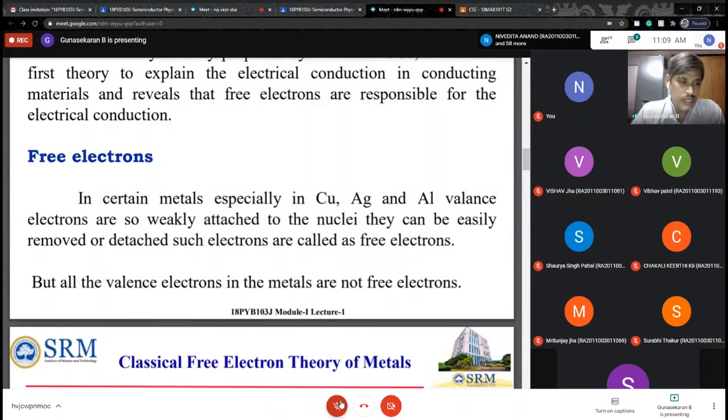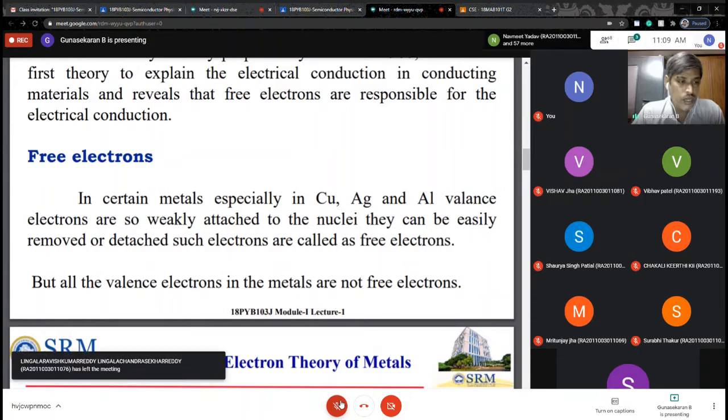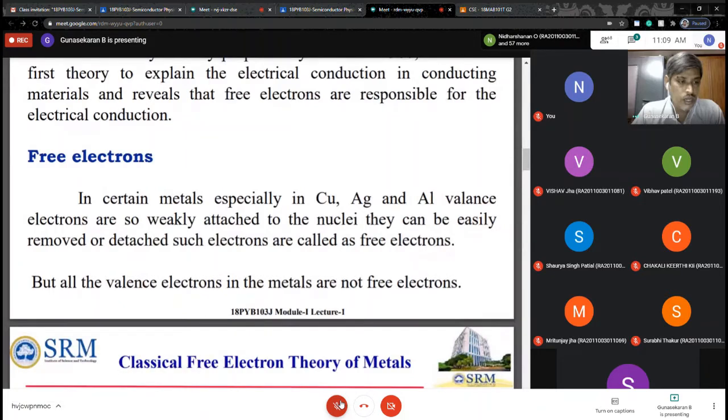That's what I told yesterday about sodium chloride: sodium readily donates one electron to chlorine. Such detached electrons are called free electrons. But not all valence electrons in a metal act as free electrons. Some valence electrons behave as free electrons. Please understand.